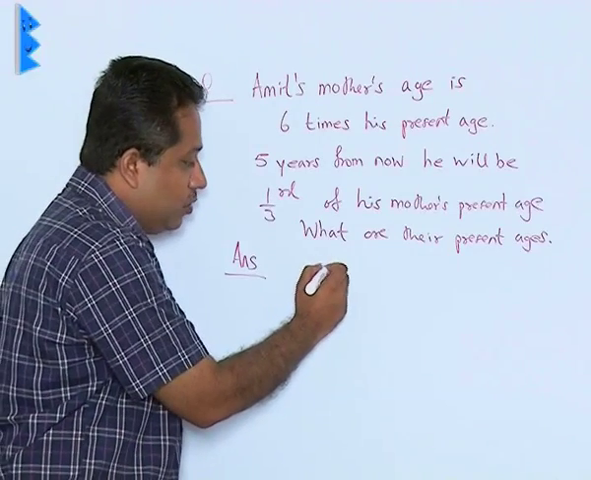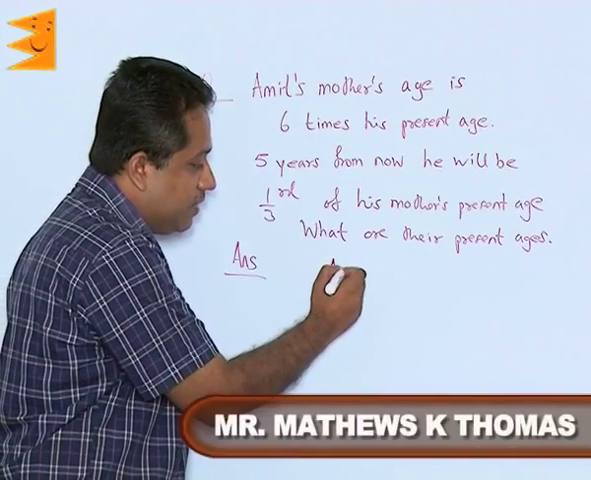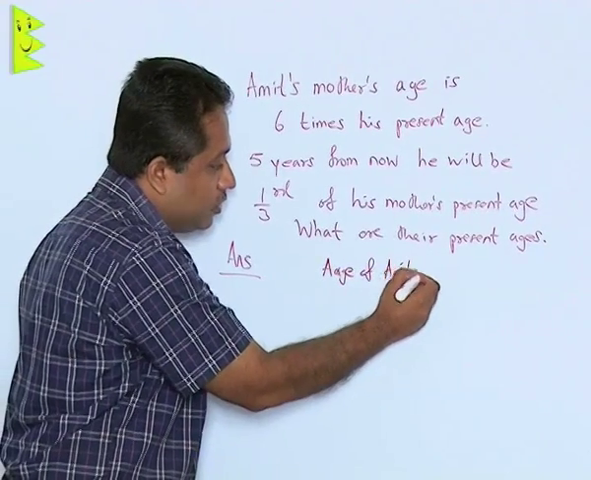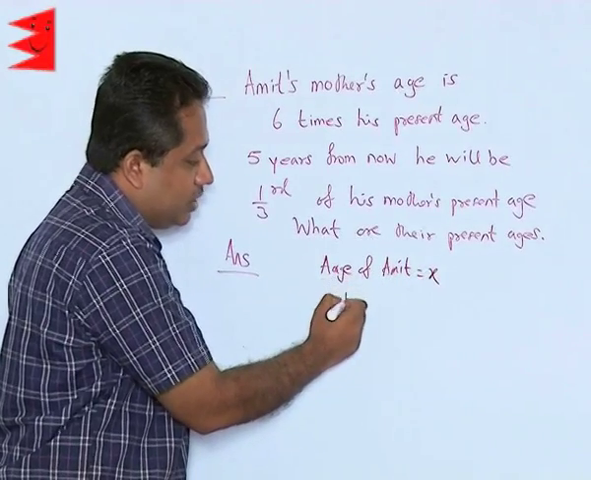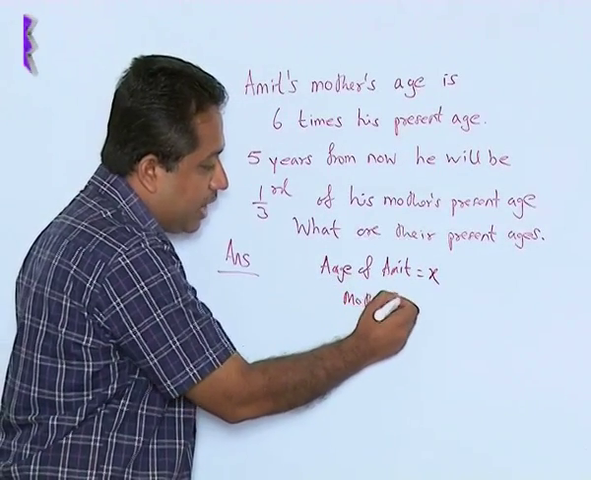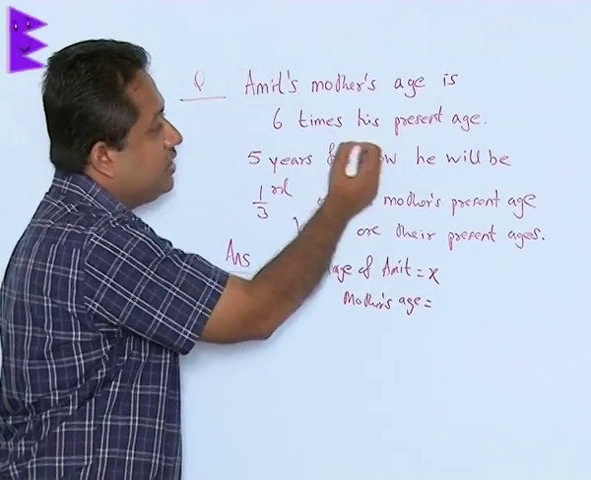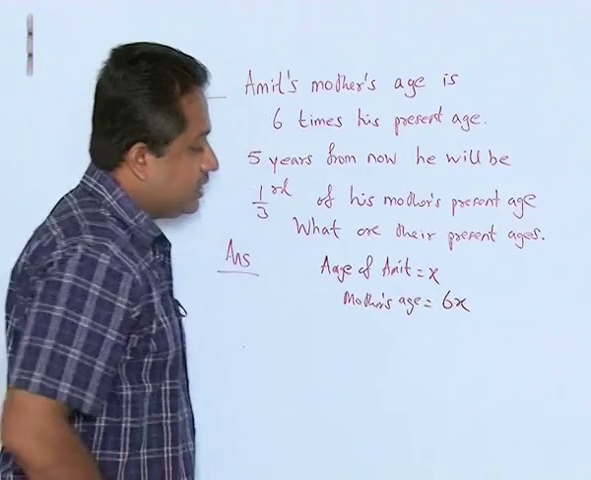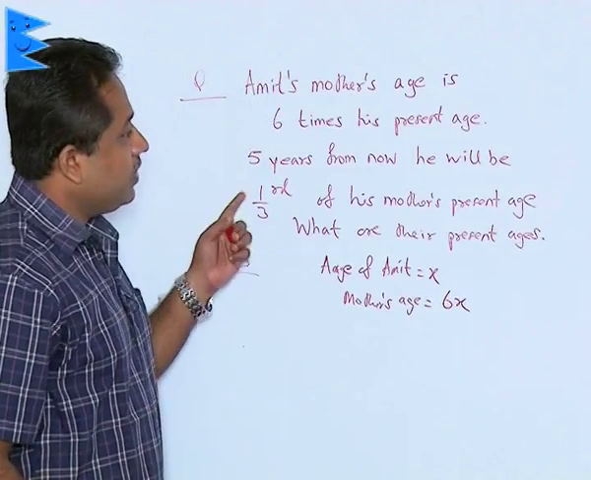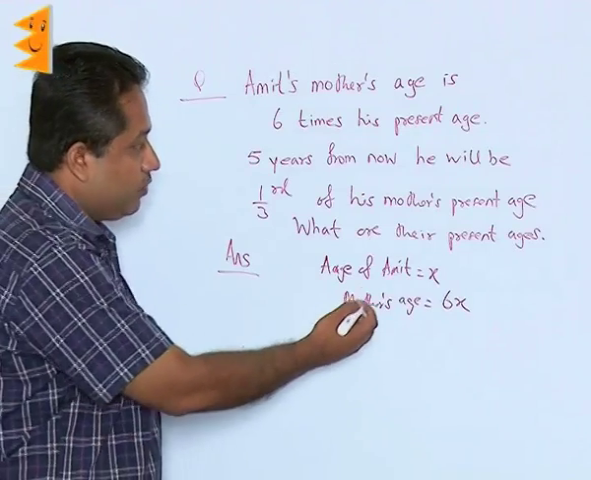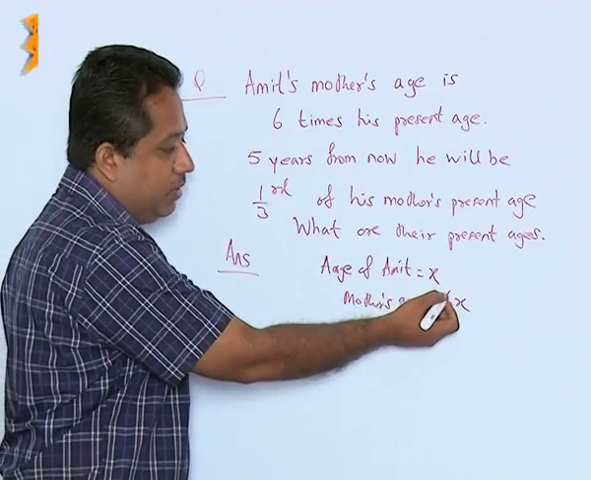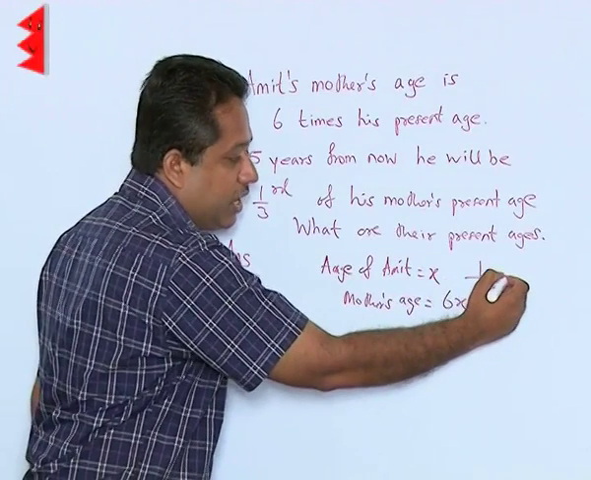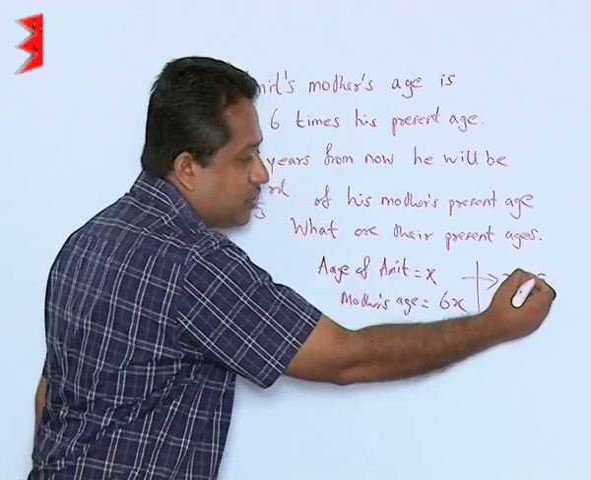So, we can assume the age of the son, that is Amit, as x. So, his mother's age is going to be, as per the question, 6 times his present age. So, if this is x, the mother's age will be 6x. Now, 5 years from now means he is talking about the future. After 5 years, we have to add 5 to the age of Amit. So, age of Amit will be x plus 5.